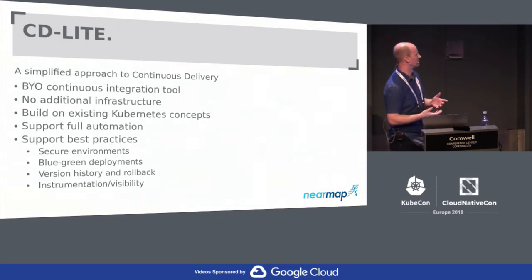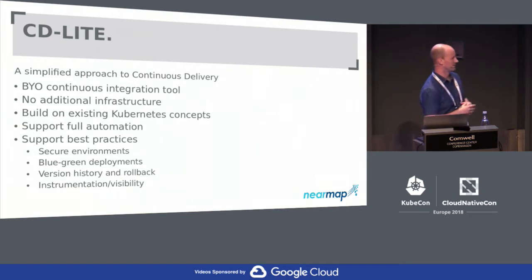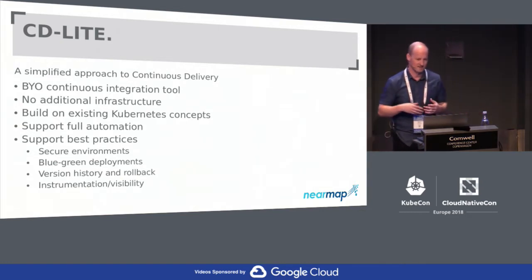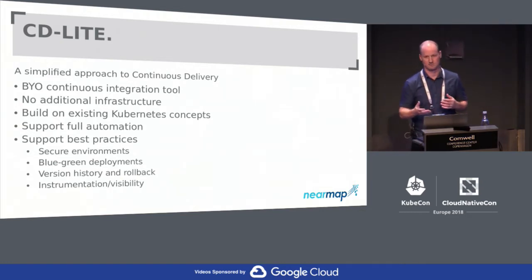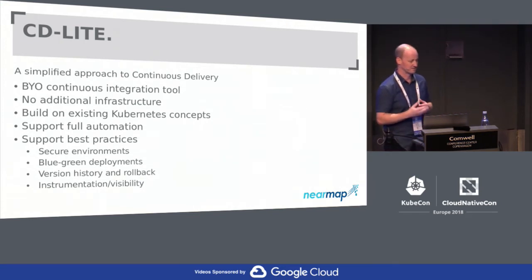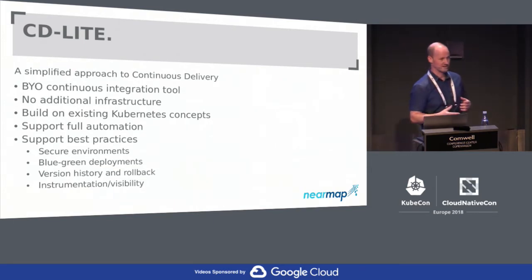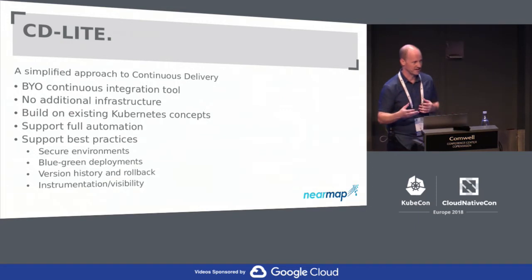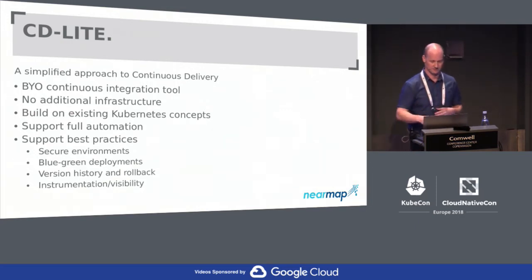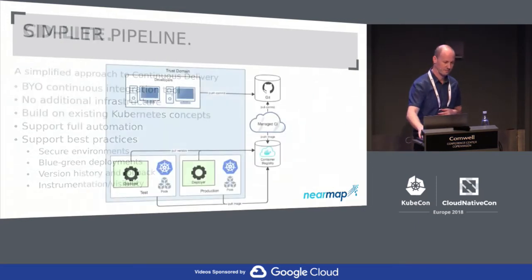And finally, we want to support best practices in the industry. So we want our environments to be secure. We want to be able to do verifications as we do our deployments through things like blue-green deployments. We want to be able to store version history and rollback, and we want good visibility into what's going on in our cluster. So we want to be able to see what versions of our applications are running, when rollouts are happening, and of course, when failures occur so that we can respond to them.